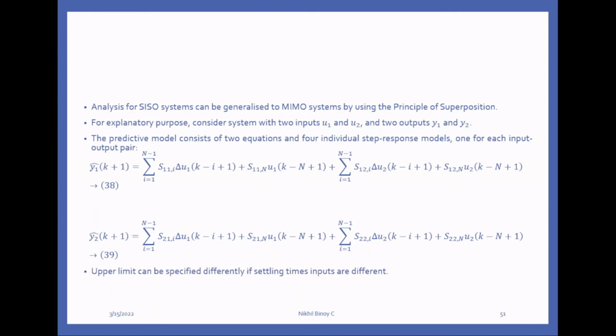So the upper limit can be specified differently if settling time inputs are different. Here we assume that the settling times are equal. For different step response models, especially for y1 and y2, in some situations the settling time may be different. And if that difference is very large, we have to separately set the upper limit. In one case we have to use n1 minus 1, in the second case we have to use n2 minus 1. Okay.